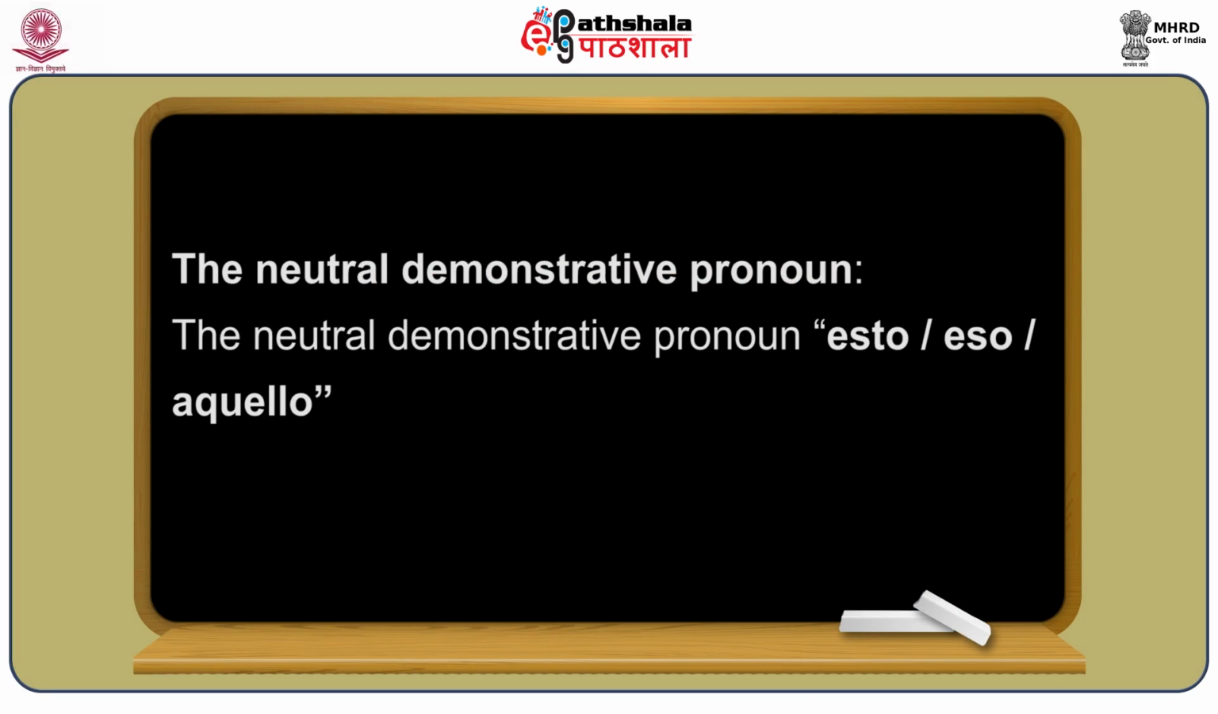The neutral demonstrative pronouns, esto, eso, and aquello, are used when we don't know the name of an object or the name of the object doesn't matter. We also use them when we are talking of any abstract thing or idea and not of any concrete objects. So esto means this, for example, ¿qué es esto? What is this? And eso means that, same thing, ¿qué es eso? What is that? And aquello, if something is quite far, means that over there.